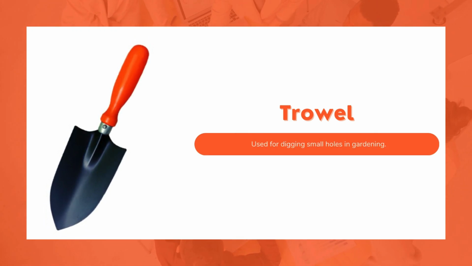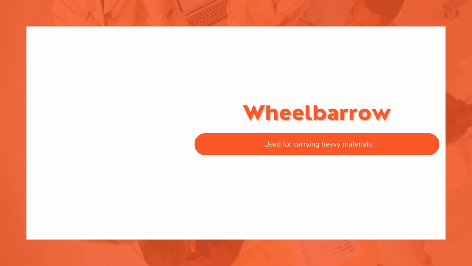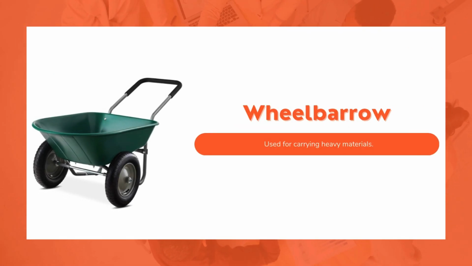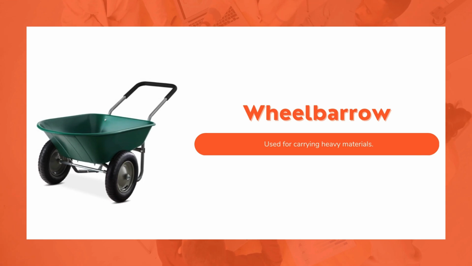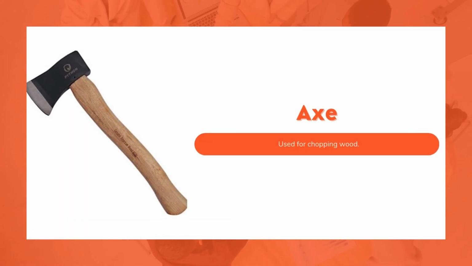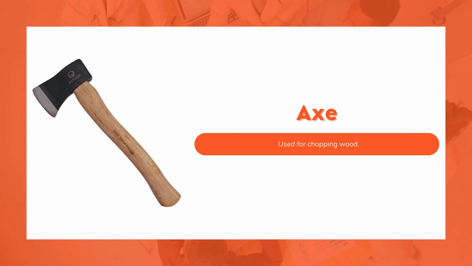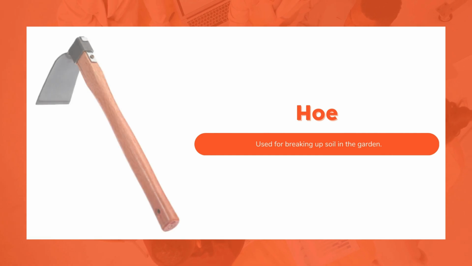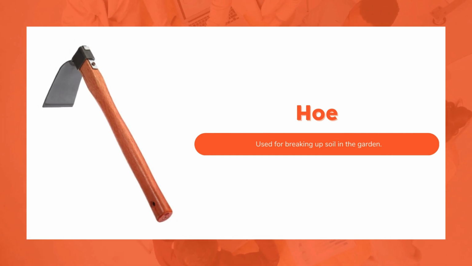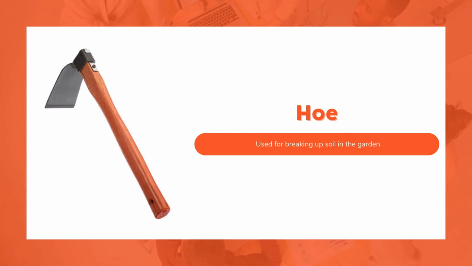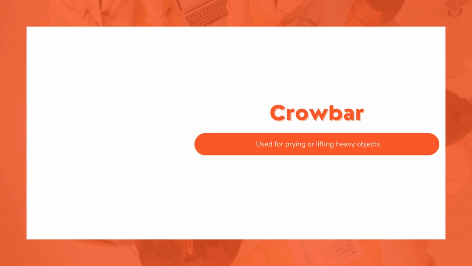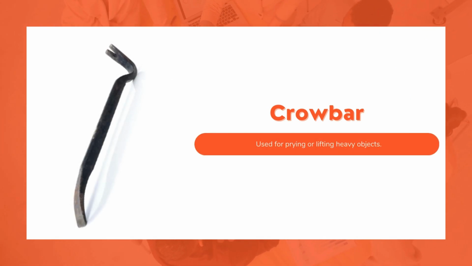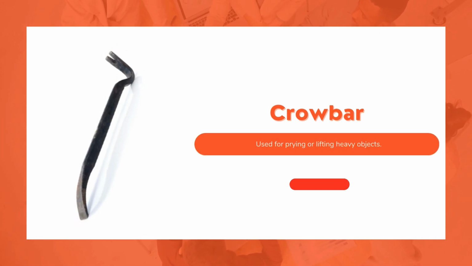Trowel used for digging small holes in gardening. Wheelbarrow used for carrying heavy materials. Axe used for chopping wood. Hoe used for breaking up soil in the garden. Crowbar used for prying or lifting heavy objects.